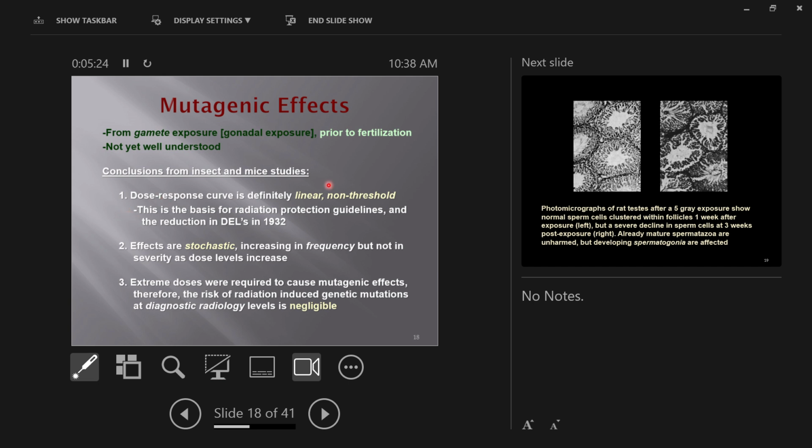So linear non-threshold. The effects are stochastic. This is squarely in the stochastic category. Notice genetic only appeared on the stochastic side. Genetic effects are not deterministic. They are entirely stochastic. They increase in frequency, but not in severity as dose increases. So given a population of people or a population of insects or mice in the case of these studies, more of those organisms demonstrate the effect, the mutation, when there's more radiation exposure. Less of them demonstrate the effect when there's less radiation exposure. So they likely have a control group with no X-ray exposure. They have some amount of genetic mutations occur. And then in the variable group with radiation exposure, more genetic mutations occurred.